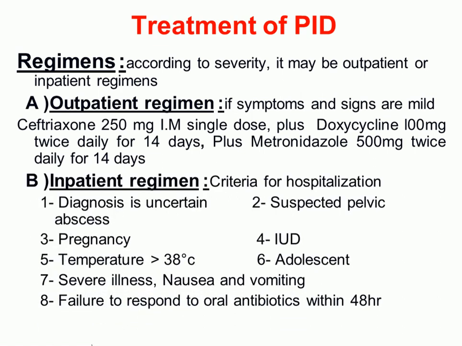What about the inpatient regimen? What are the criteria to hospitalize the patient? Diagnosis is uncertain. Suspected pelvic abscess, suspected pregnancy, patient is using IUD, temperature is more than 38, severe illness, nausea and vomiting, adolescent patient, failure to respond to oral antibiotic within 48 hours, also intolerant patient who cannot do follow-up in outpatient treatment.